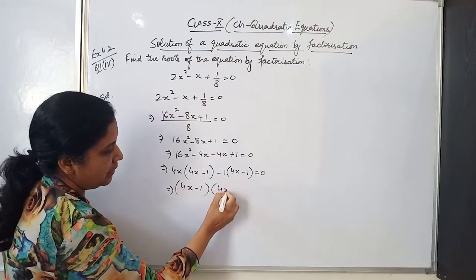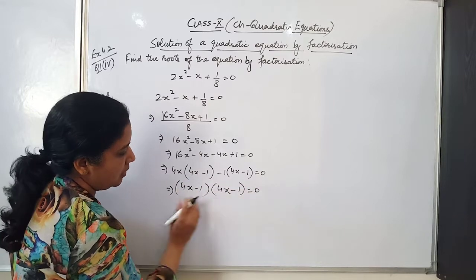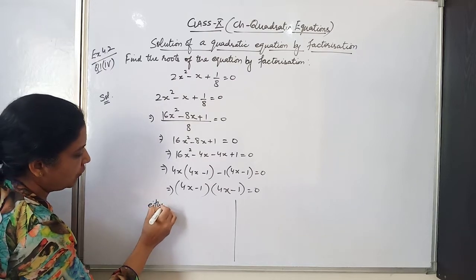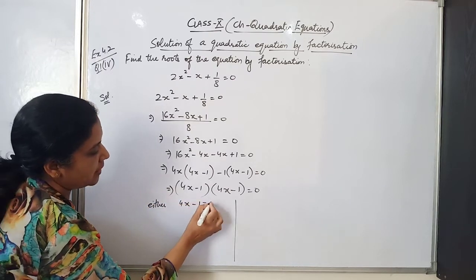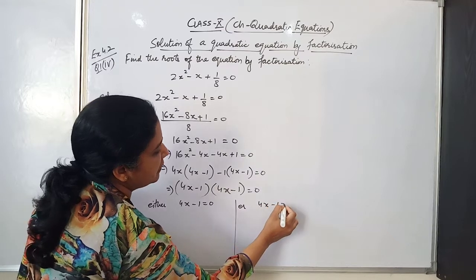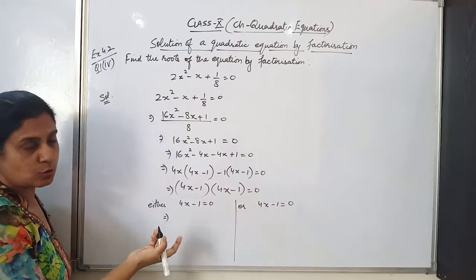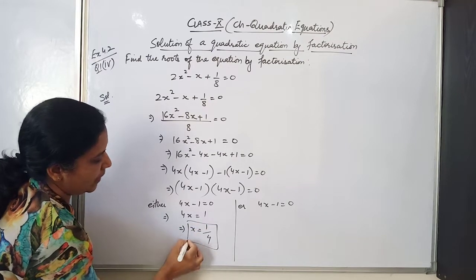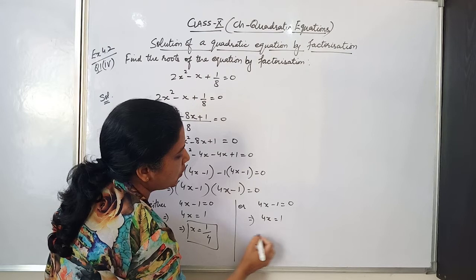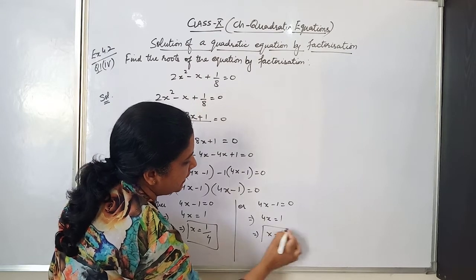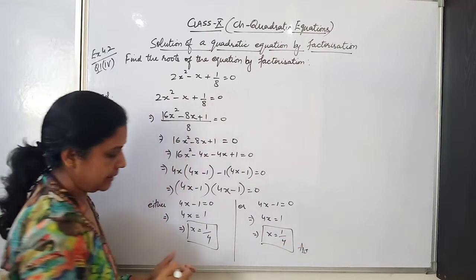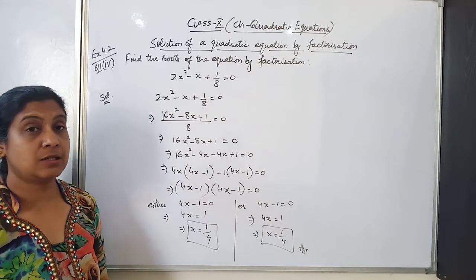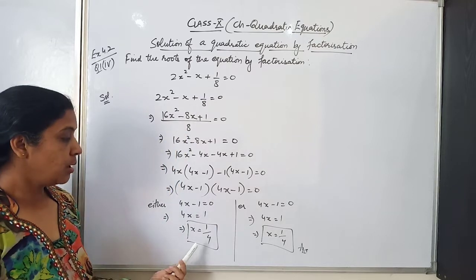The result will be 4x minus 1 into 4x minus 1 equals to 0. The product of two factors is 0. So either first factor is 0 or second factor is 0. Any of them has to be 0. So it gives us the value of x as 1 by 4 on both these sides. So that is again a repeated root, as we had done in the previous question also. We may get a repeated root, we may get distinct roots depending upon the quadratic equation. So this is the final answer.